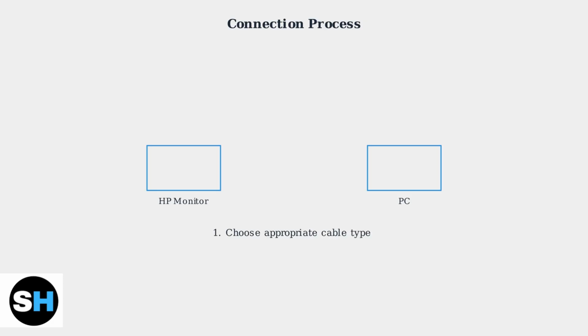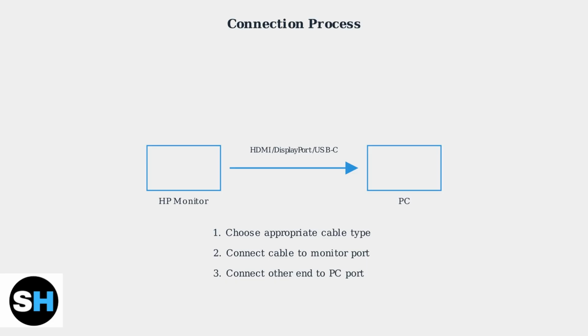First, choose the appropriate cable type based on your available ports and requirements. Connect the cable to your monitor's port, then connect the other end to your PC's corresponding port. Finally, select the correct input source on your monitor using the on-screen display menu.